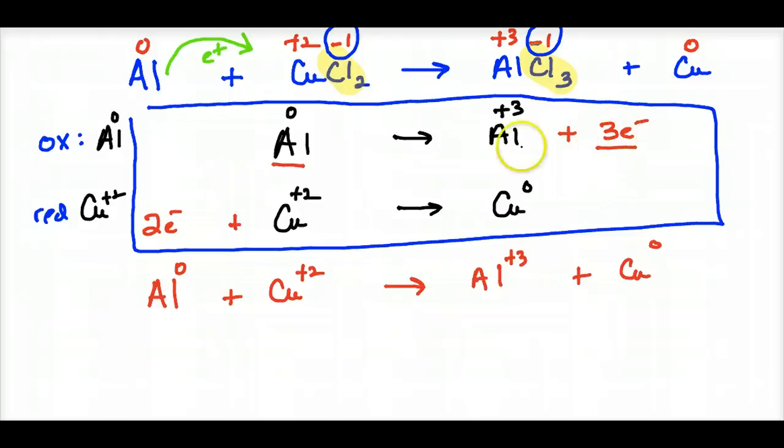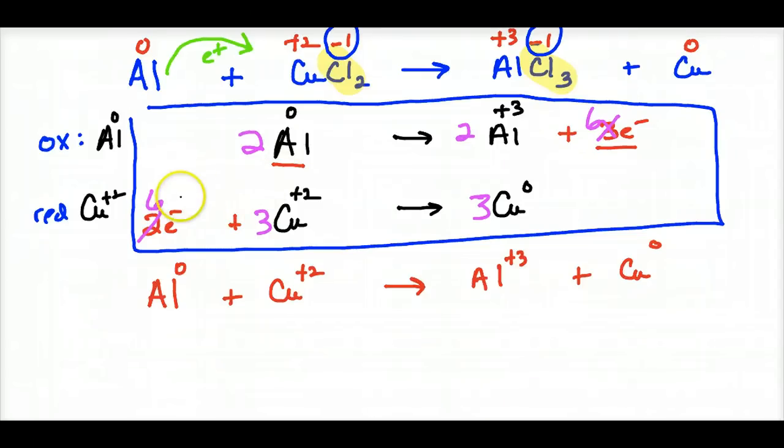This has 3 electrons. This has 2 electrons. What's a common factor between 3 and 2? And you guessed it, 6. All right, I don't like green. Let's do magenta. So to get 6 electrons on this side, I multiply everything by 2. I distribute the 2. 2 times 3 is 6. And to get 3 electrons here, I multiply everything by 3. 3 times 1, 3 times 1, 3 times 2 is 6.